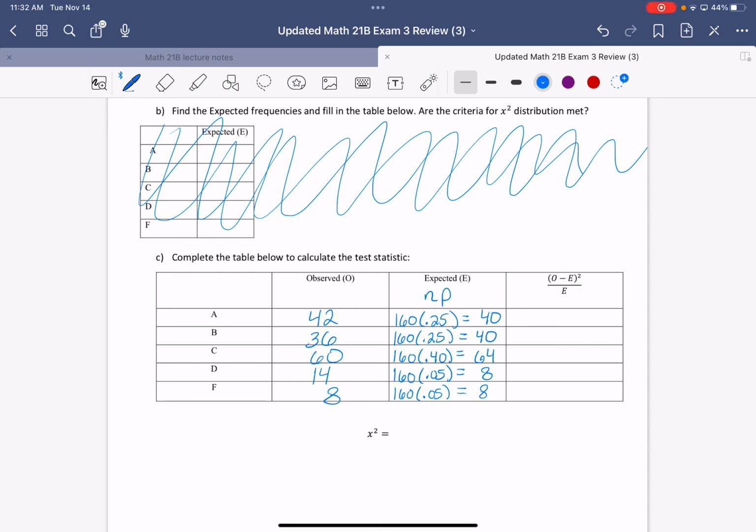So any questions on the expected column? Back to C again, please, Professor. What happened again there? I guess I did something wrong. So for C, we're taking the sample size times its probability or proportion. So 160 is the sample size. Times, we were given that C's was 40%. So 160 times 0.40 is 64. Correct. Thank you.